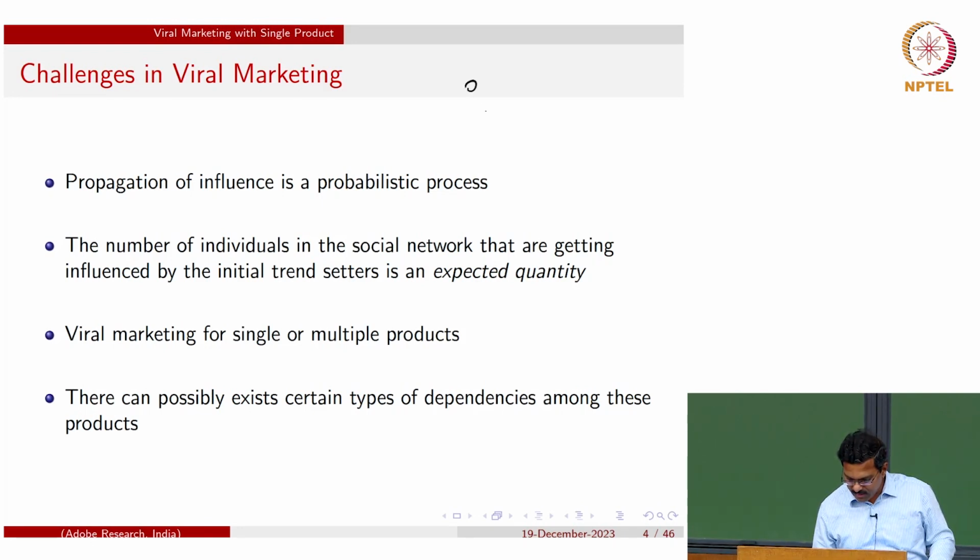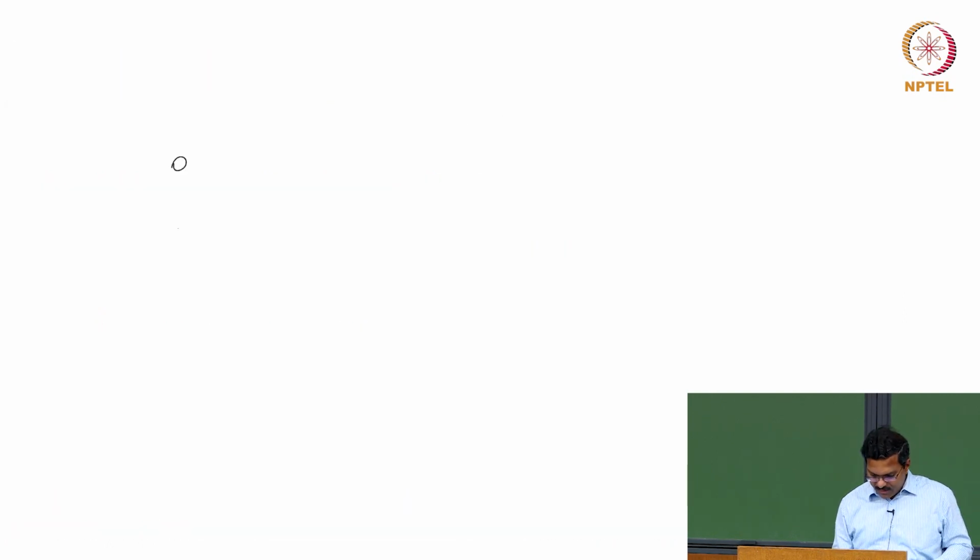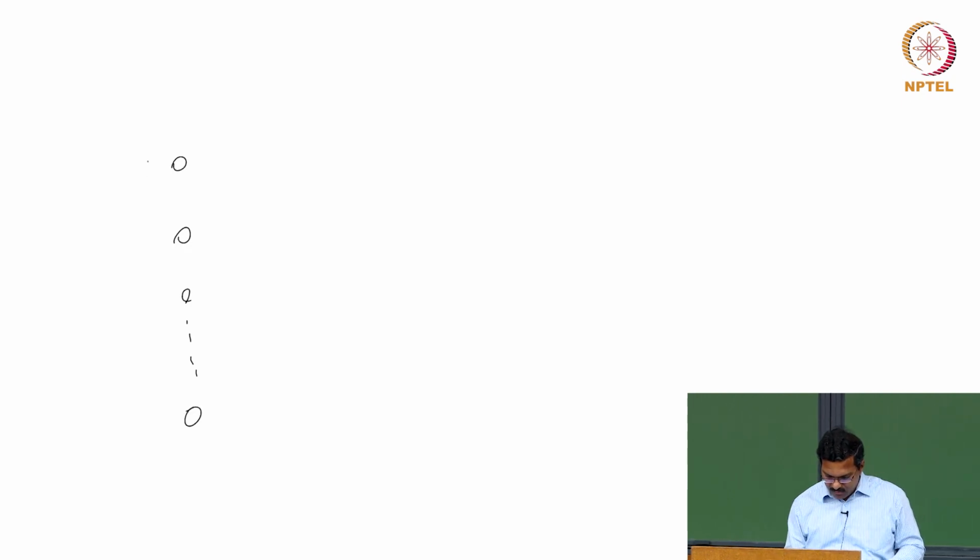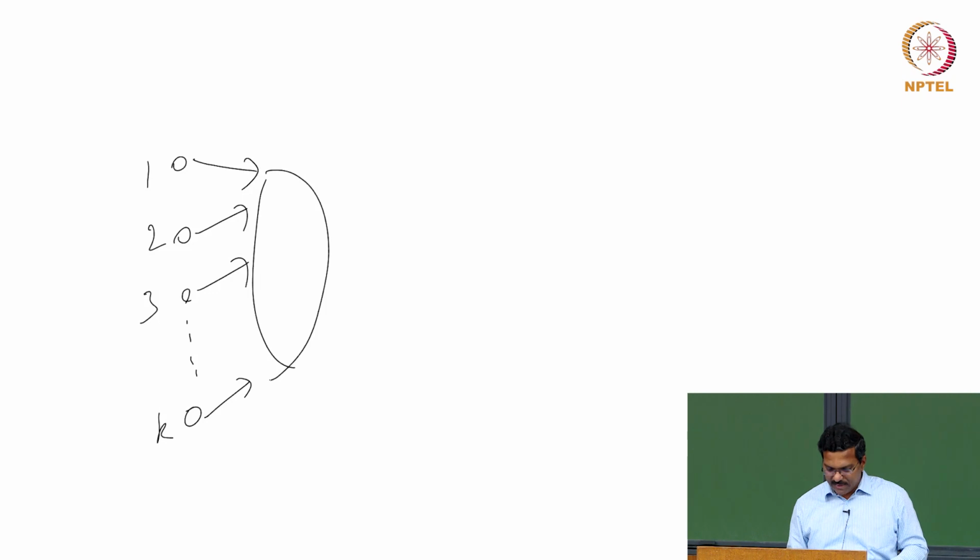So these are the initial influential nodes, 1, 2, 3, up to K. Because of their influence, some of their one-hop neighborhood people try to buy the product. So this is their one-hop neighborhood. Some of them buy it, right? Not everybody.